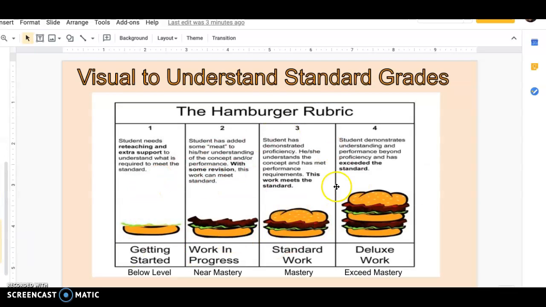And this is how it should look. If you want standard work, mastery work, then I need to see the hamburger, right? If I only see part of the hamburger and I don't see the top bun, that's near mastery. If I don't even have the hamburger, the meat of what it's all about, that would be below level. What would Exceed Deluxe work look like? Boy, I am seeing a lot of effort. I'm seeing a lot of exploration of who you are and where you're going. That would be Exceed Mastery.